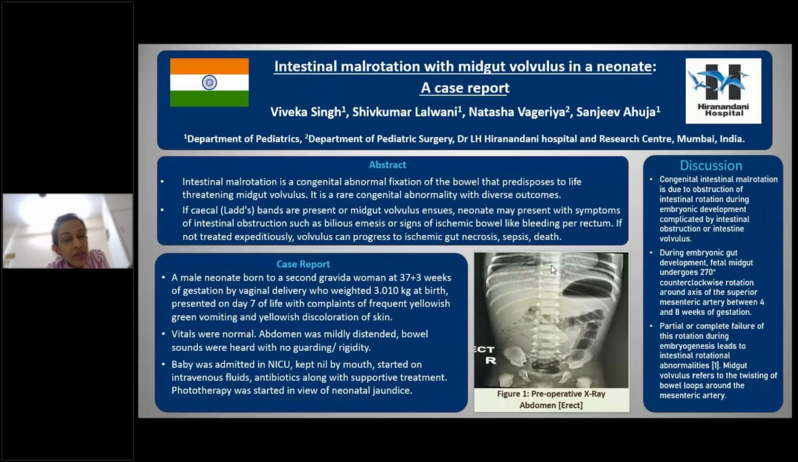Yes, thank you. So here I begin with the case report. A male neonate born to a second gravida woman at 37 plus 3 weeks of gestation, born by vaginal delivery, who weighed 3.01 kgs at birth, presented on day 7 of life with complaints of frequent yellowish green vomiting and yellowish discoloration of skin. Vitals were normal, abdomen was mildly distended, bowel sounds were heard with no guarding rigidity.